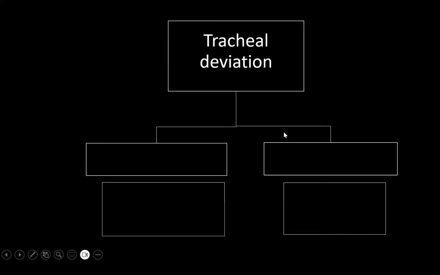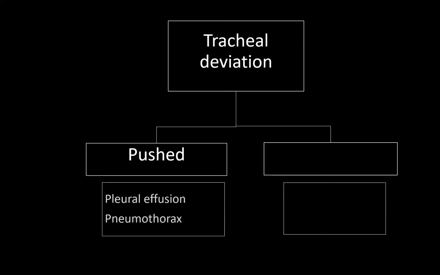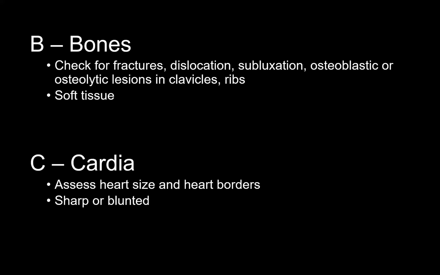right main bronchus. When the trachea is deviated, you can either have a pushed trachea, which is because of a pleural effusion or a pneumothorax, something causing a mass effect on the trachea, versus a pulled trachea, which is because of volume loss on the side pulling it, which is fibrosis or something like a collapse.